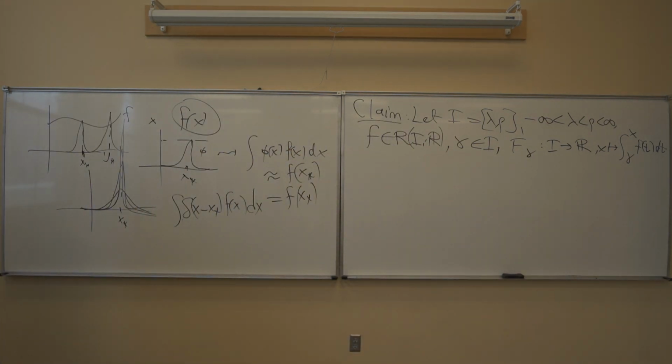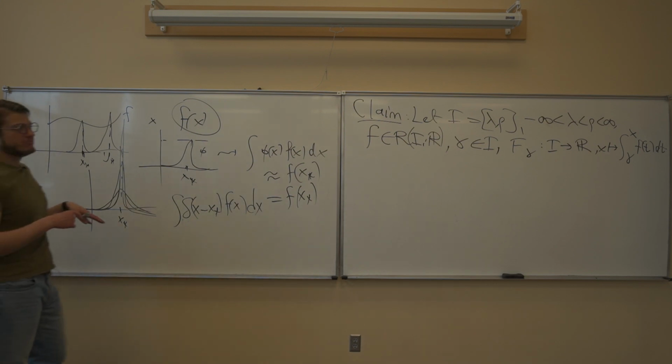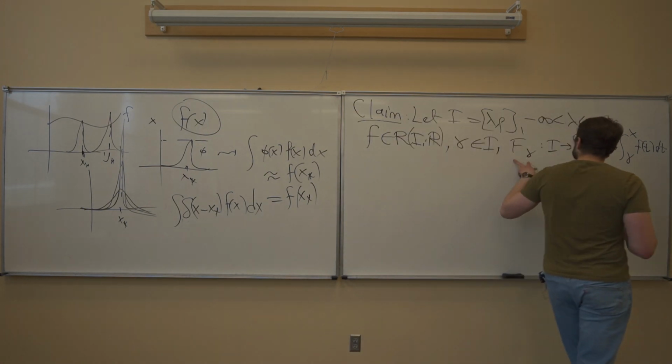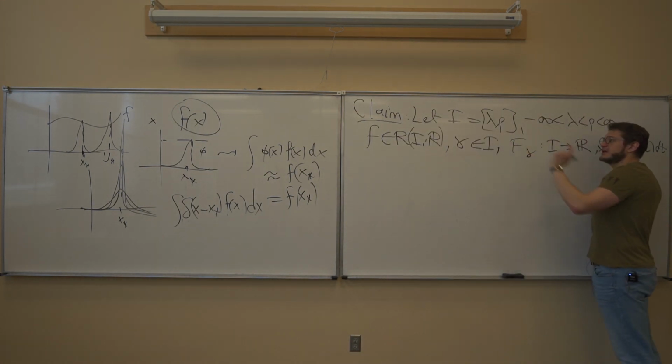Fundamental theorem of calculus 2 says, one part of it was that this is Lipschitz continuous, this f sub gamma. And furthermore, at any point where lowercase f is continuous, uppercase F is differentiable. Okay. My claim is that the weak derivative of this guy is lowercase f.